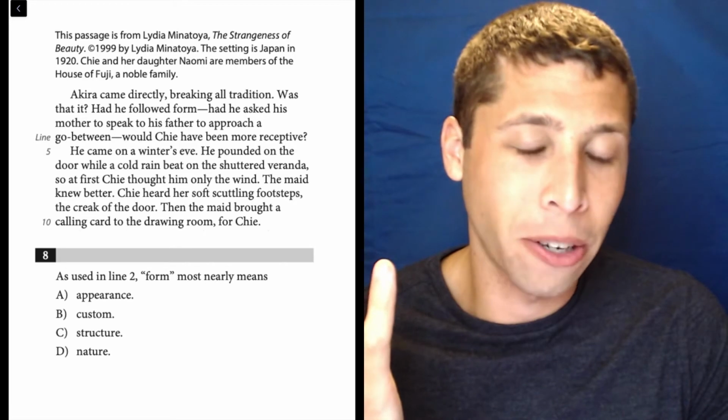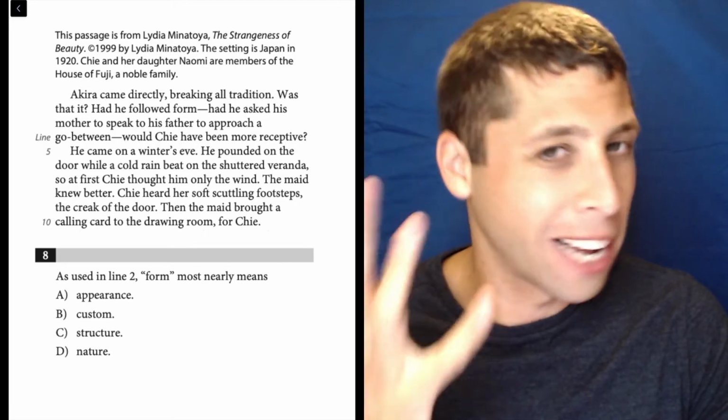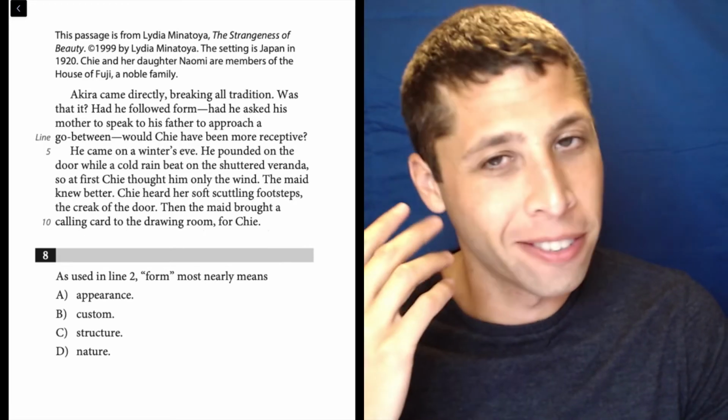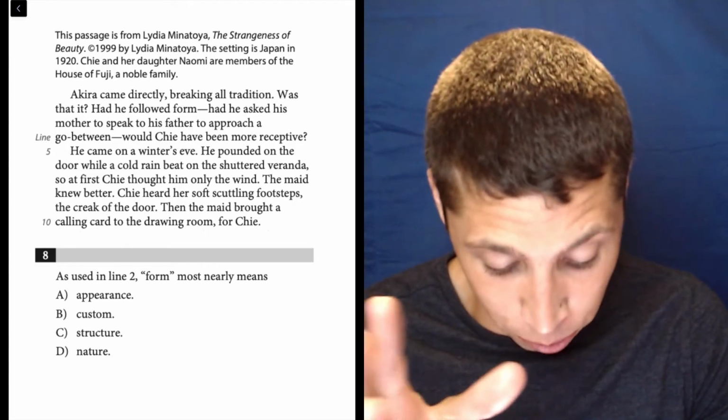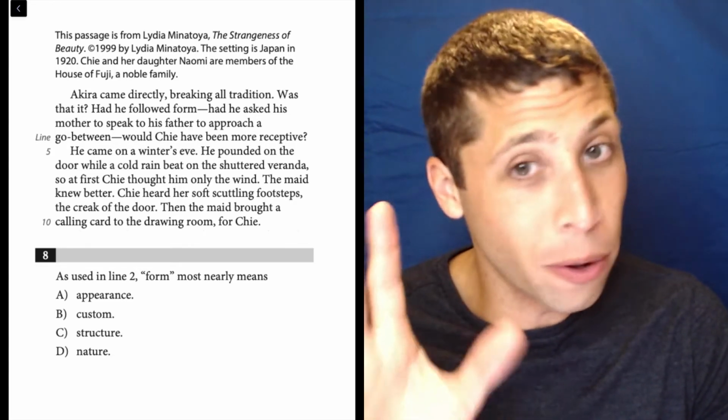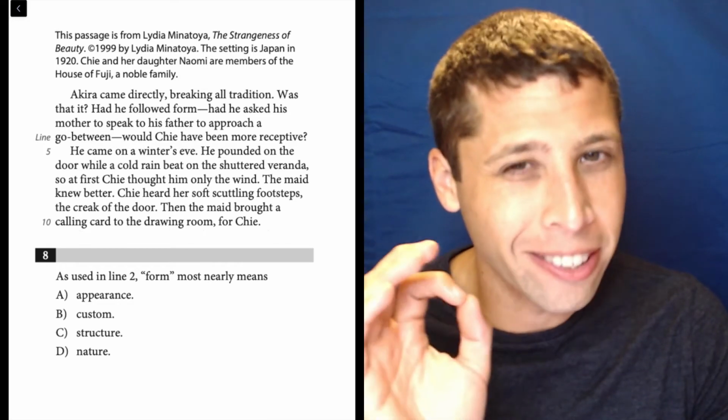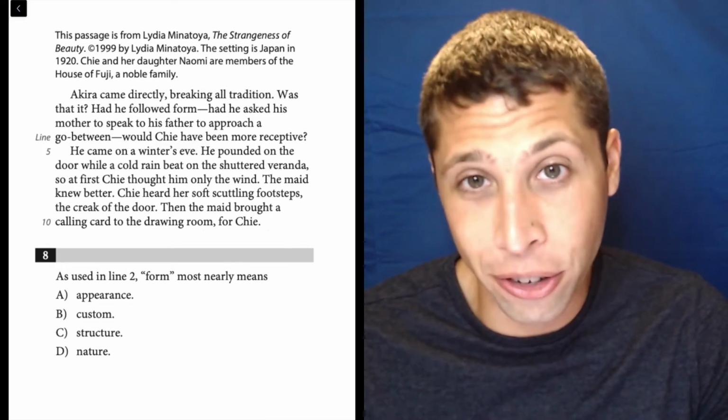There's another vocab question in this passage where the answer is just given to us. Just look at it, follow the right order. Don't look at the choices, right? Because we know what form means. We know that word, but they're not going to necessarily ask about the most common definition of form.